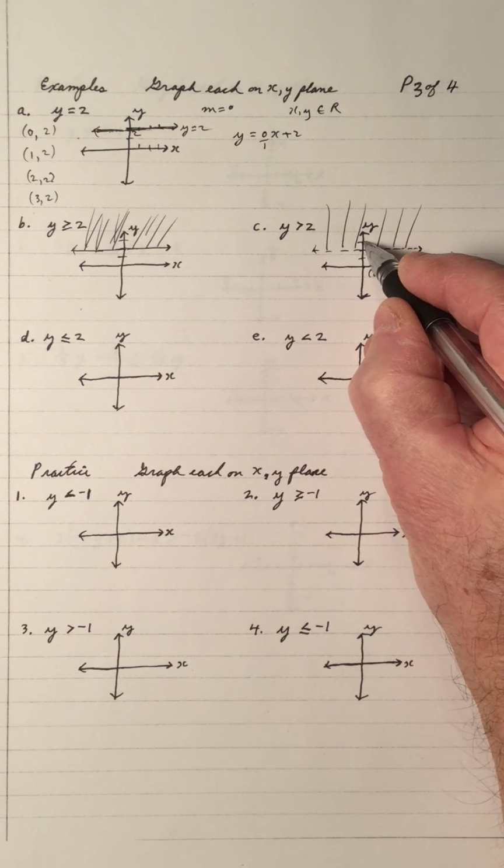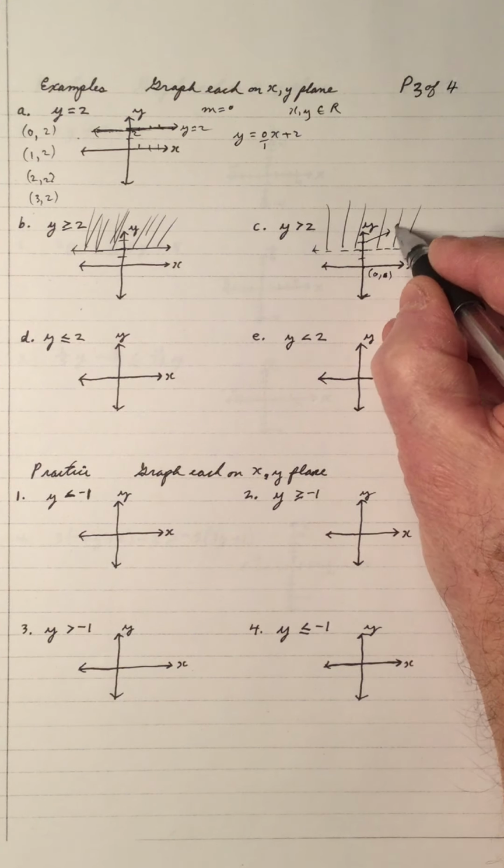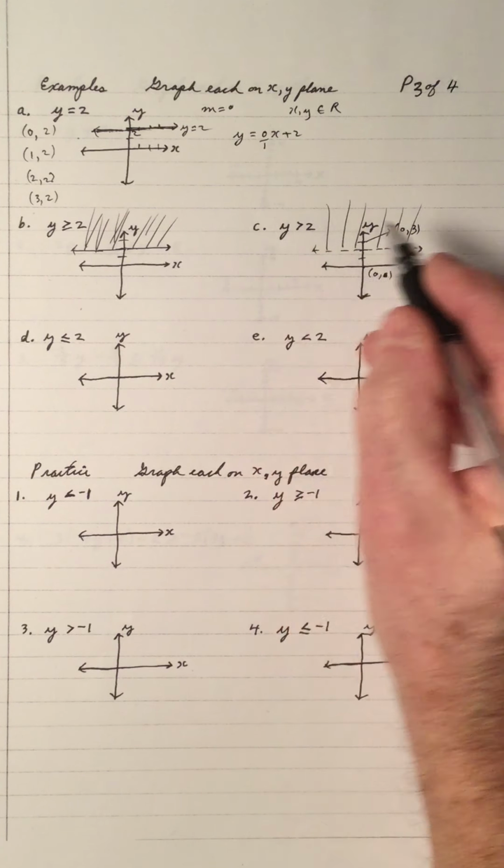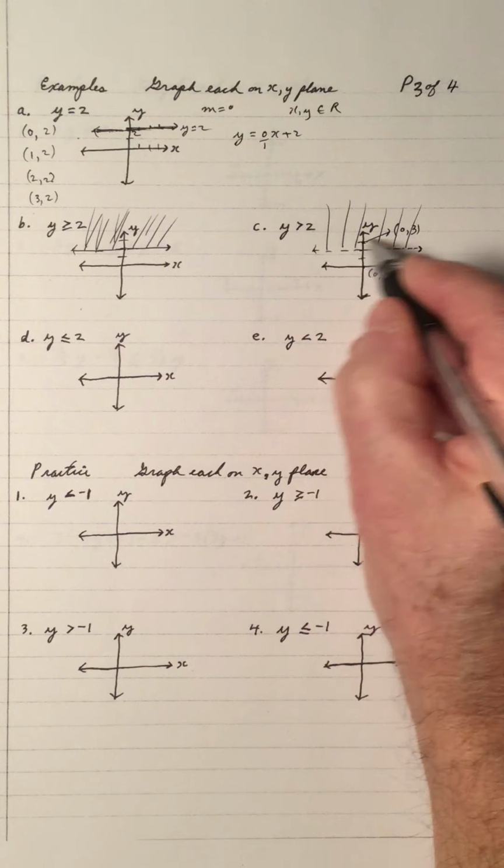So take this point right here. That point is 0, 3. So plug 3 in. 3 is greater than 2. Yes, so this point fits it. So it's the points above.